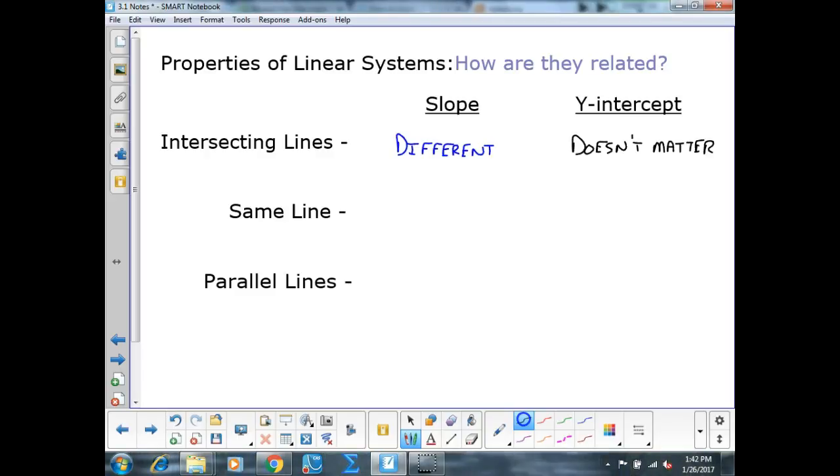Okay. If they're going to be the same line, then what about the slopes? Same. What about the y-intercepts? Same. If they're parallel lines and therefore not intersecting, what about the slopes? Slopes are the same, but the y-intercepts are different.